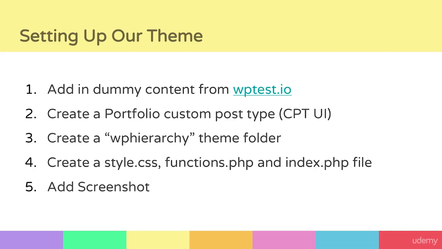The other thing we're going to add is a file called screenshot.png, and this will be the image that is used to identify our theme inside of the theme area, and if somebody was looking for it in the WordPress.org listing, they could see that image associated with it. So we'll get all of that set up, and then we'll be able to start coding our theme.